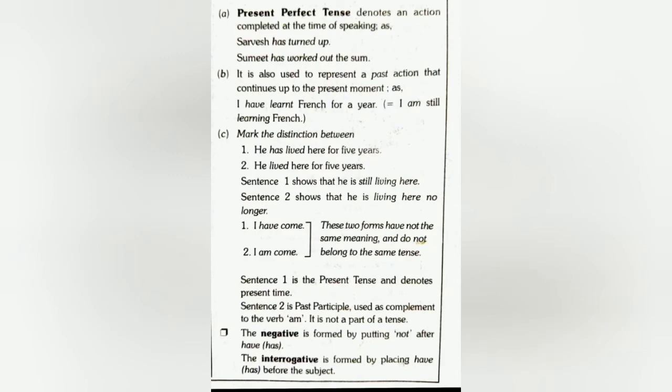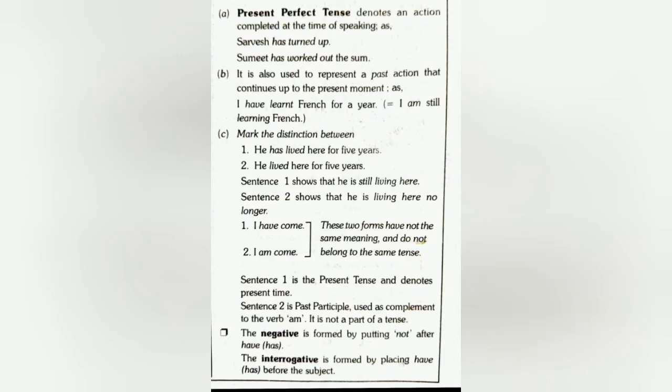Now we have present perfect tense, which denotes an action completed at the time of speaking. For example, Sumit has worked out the sum. It is also used to present a past action that continues up to the present moment. Negative sentences are formed by putting not after has or have, and interrogative sentences are formed by placing have or has before the subject. You can even have a look at the example.